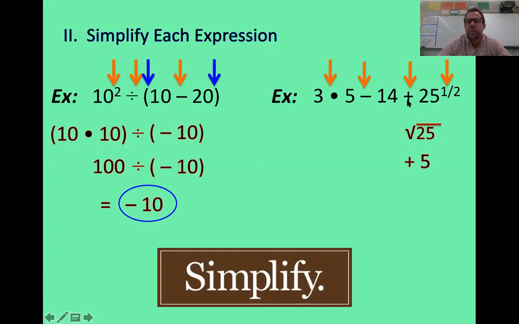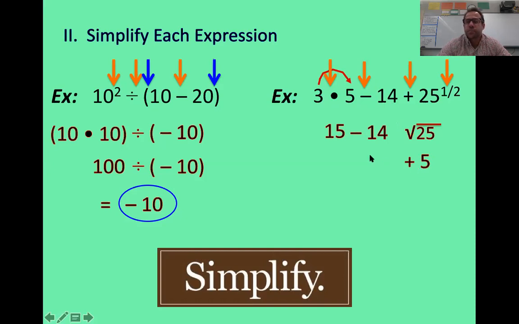Now the next operation: we have a plus, we have a minus, and we have a multiply. So who takes priority out of those three? The next priority would be the multiply here. So we want to go 3 times 5, so that's 15. Now this is no longer a 5; these combined, and that's 15. So now we have 15 minus 14, and then plus a 5.